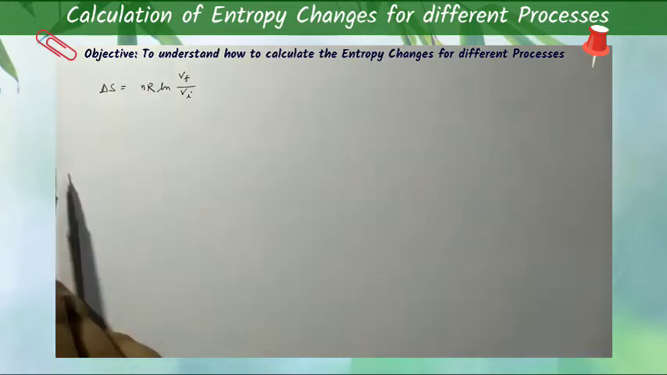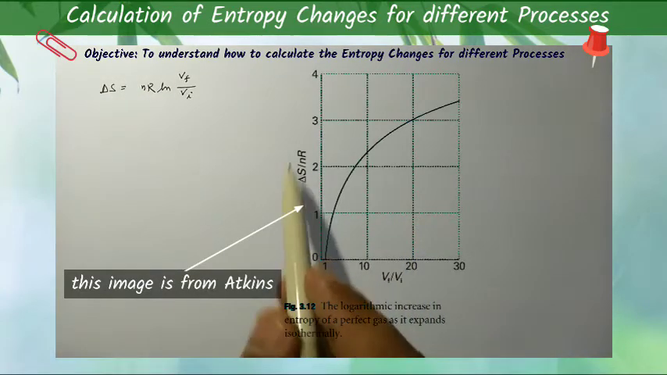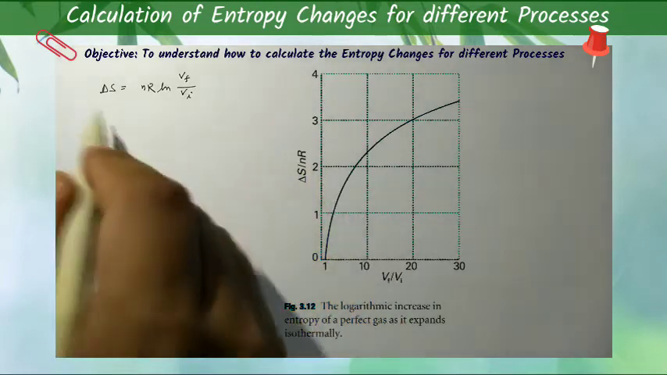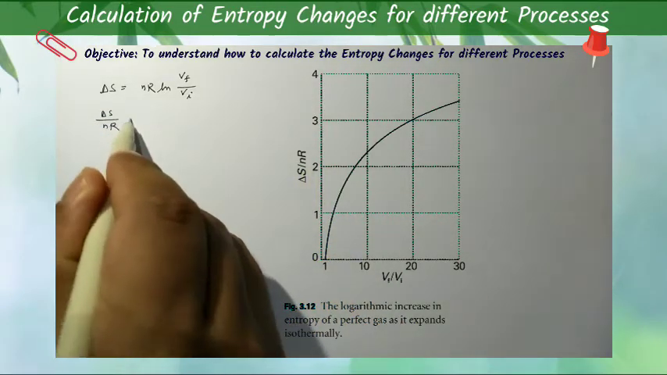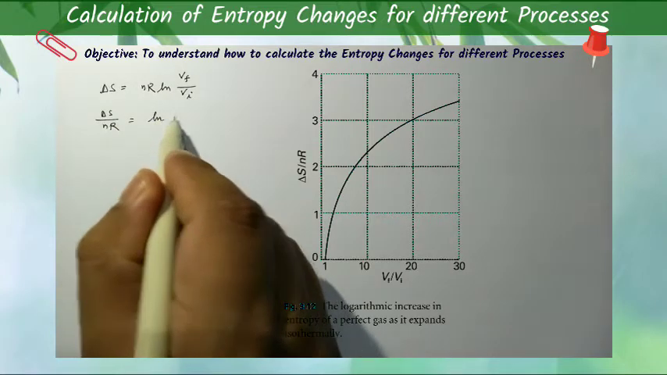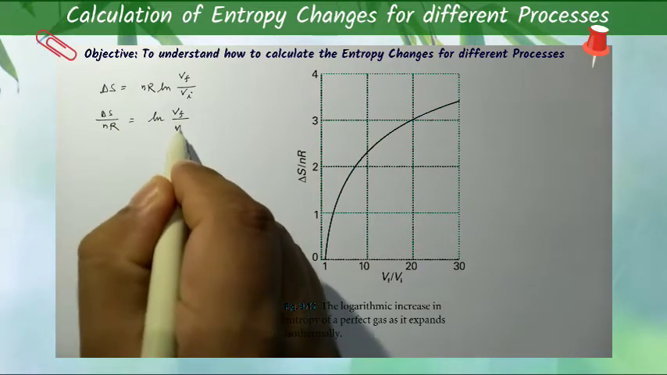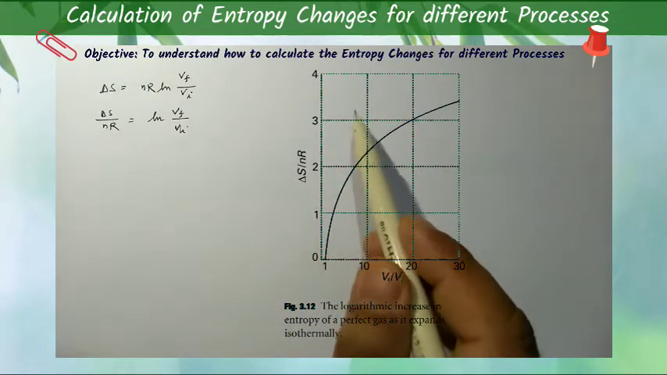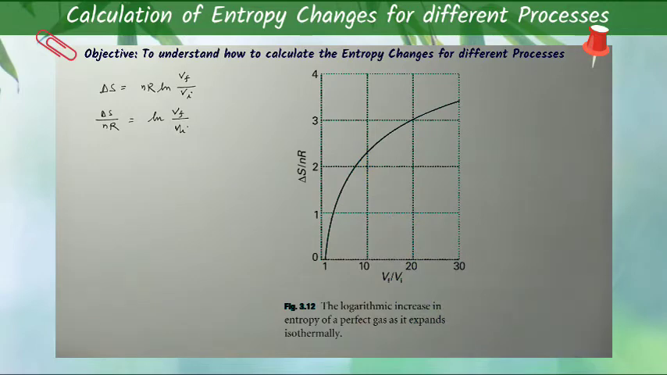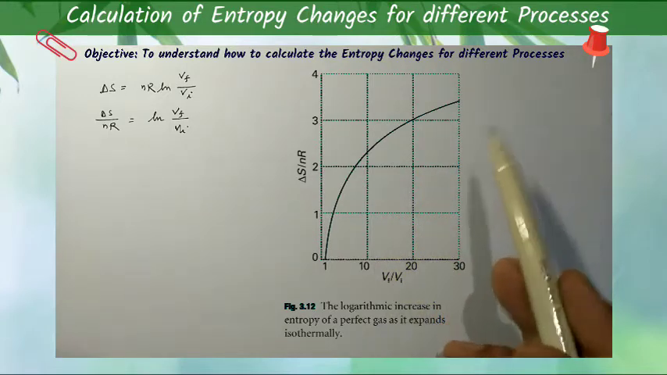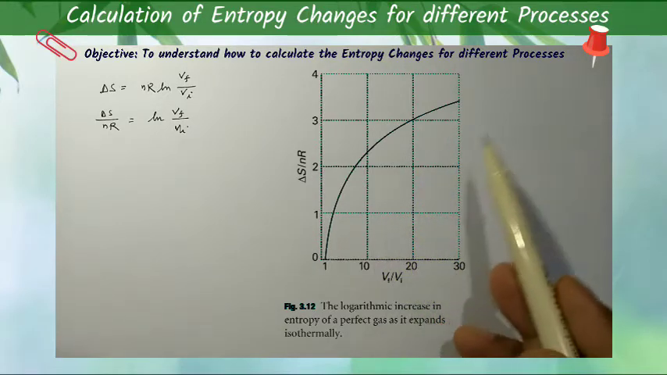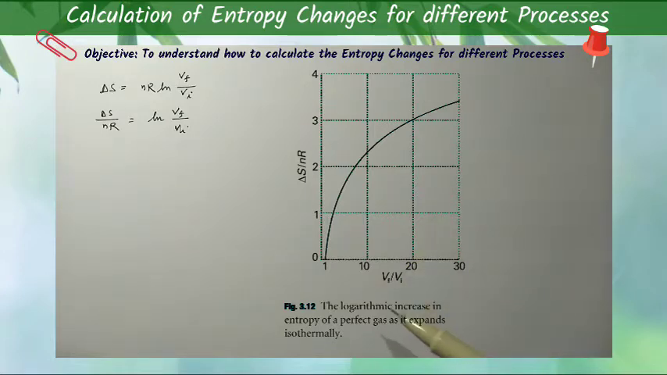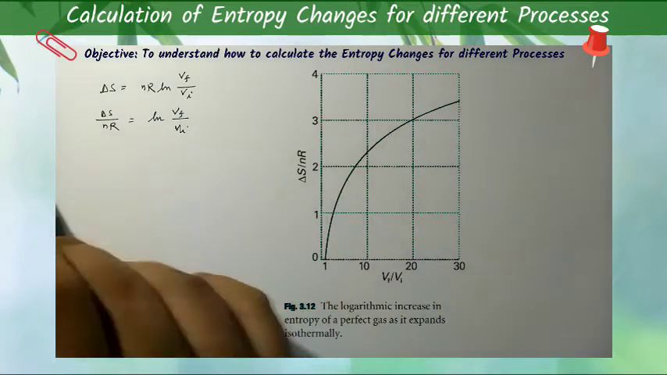Here I am giving the graph. The y-axis represents del S by nR, which is equal to ln Vf by Vi, and the x-axis represents Vf by Vi. Here it increases logarithmically, the entropy of an ideal gas increases as it expands isothermally, because this is an isothermal process.